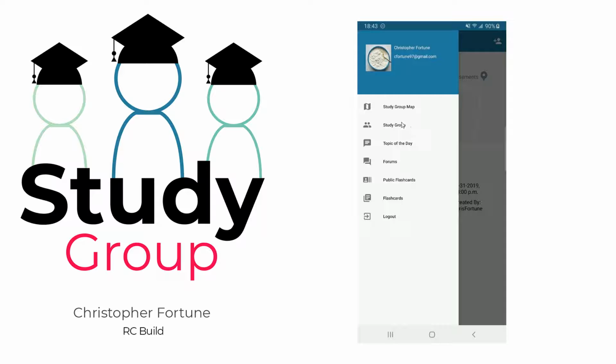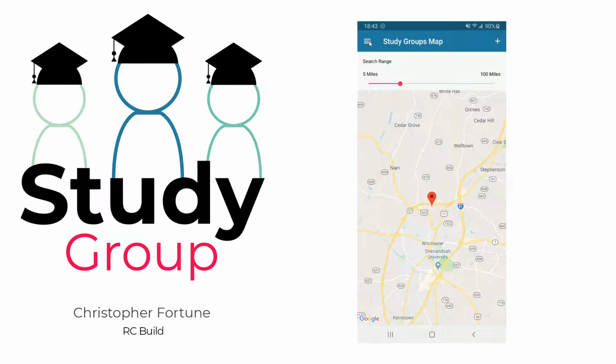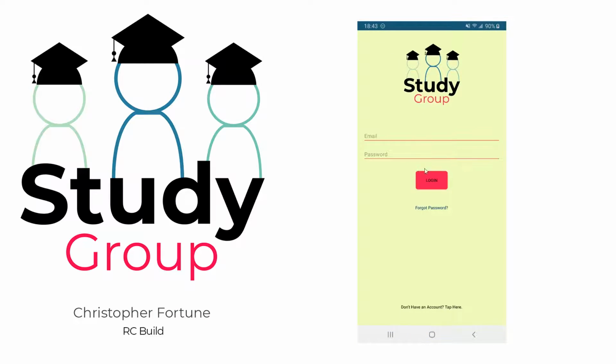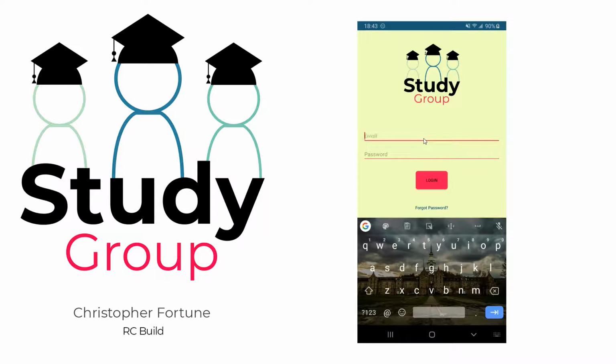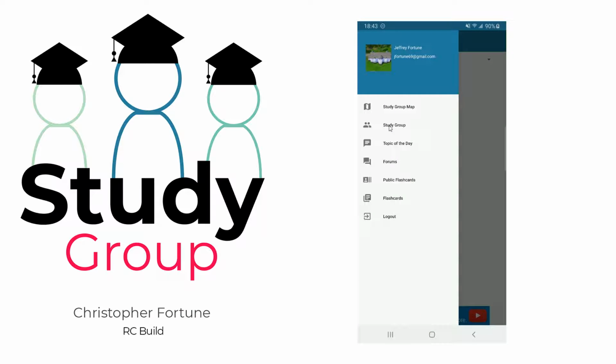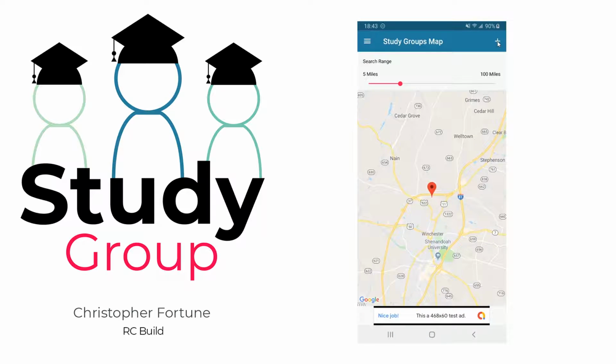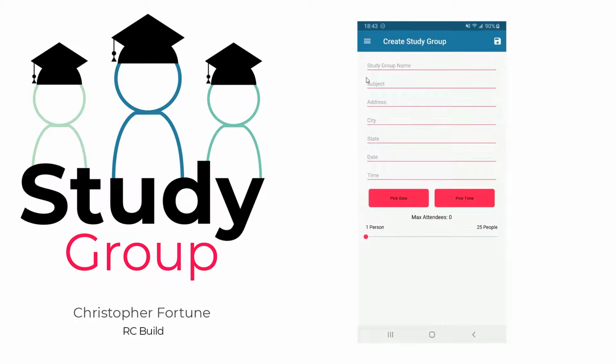Moving out of this study group map, let's go back really quickly and let me log out and log in to that account that I created. I know there's a lot of logging in and out, but it's just to show you that other users are able to see this information and join it, no matter if you're on different accounts. So that's the importance of it. So going back to study group map, we can create a study group here by clicking on this plus icon.